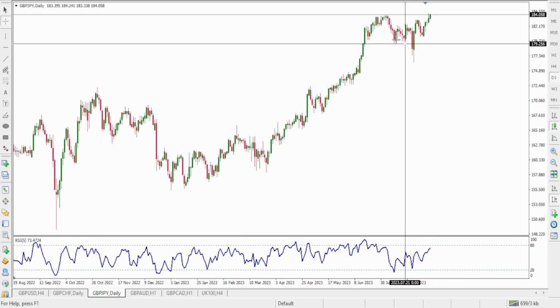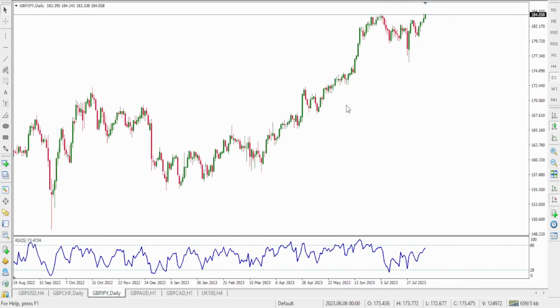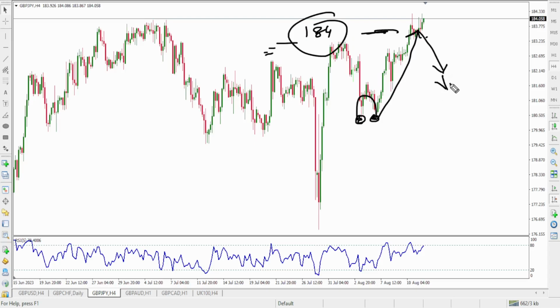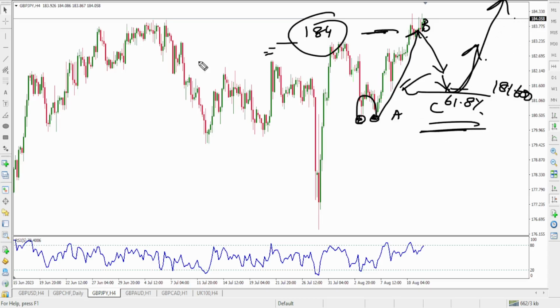On the daily time frame right here, we have an impulsive wave, and even on the H4 we have a very nice impulsive wave. Even a correction, we have got a very nice bottom right here. And just like in my previous videos, what I say is that the market has to reach 184, and it did, an all-time high. Now I see a little bit of pullback maybe, towards around 181.600, the 61.8% retracement of this impulsive wave. A to B and C to D will be somewhere else, which definitely I will be discussing in the upcoming videos.